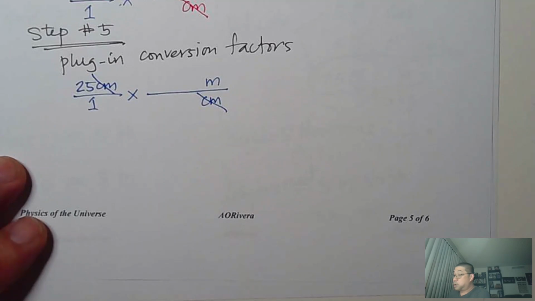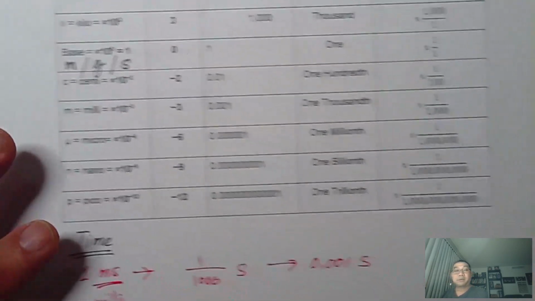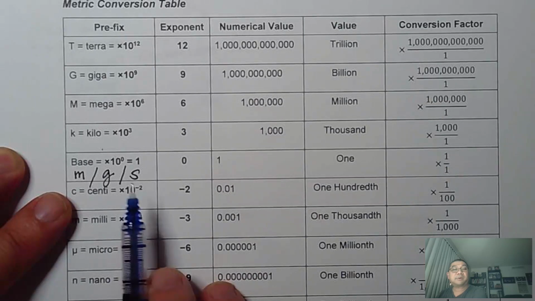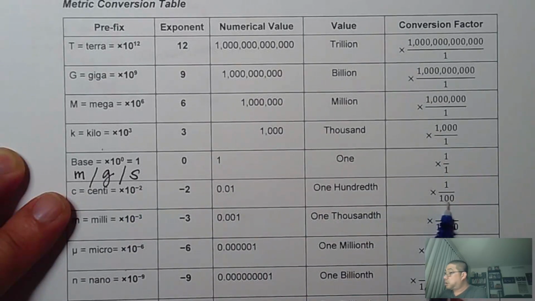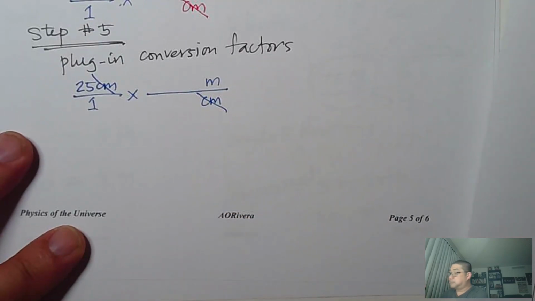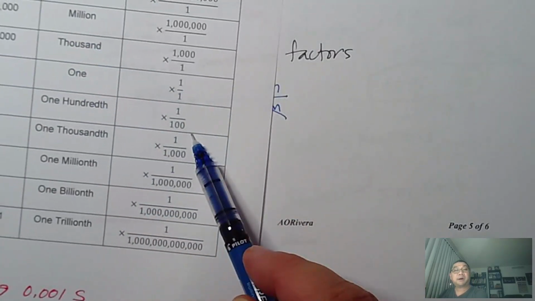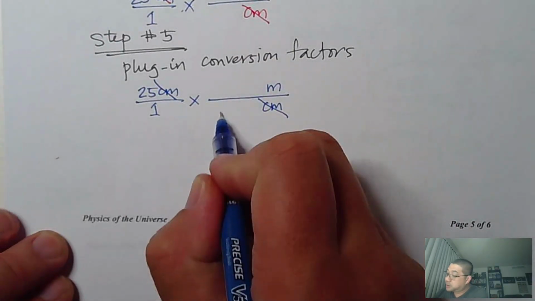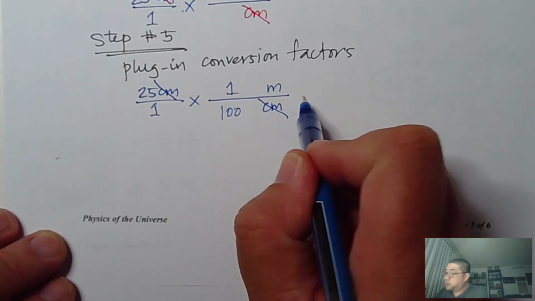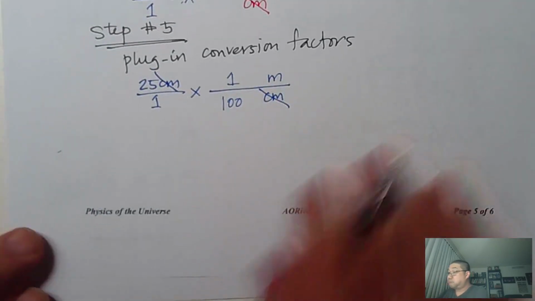So it cancels out. If you go to page 3 and look at the conversion factor of centimeters, centimeters is times 10 to the negative 2, meaning 1 over 100, so it's 100 or 0.01. Where can we find the 100? The 100 should be at the bottom. So there are 100 centimeters for every 1 meter. That will be almost the final step.